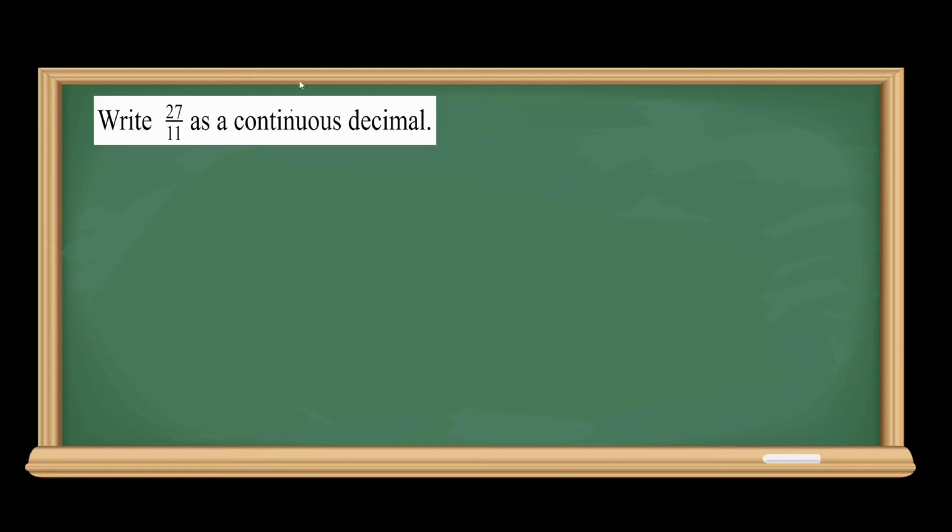Alright, now let's do a practice problem. This problem is asking us to write 27 over 11 as a continuous decimal. In order to turn a fraction into a decimal, we have to do long division. Alright, so first we have to draw the division angle. I usually write the dividend on the left and the divisor at the top right.